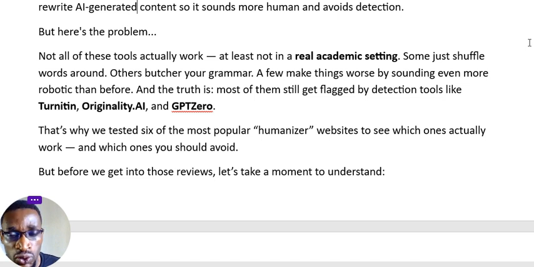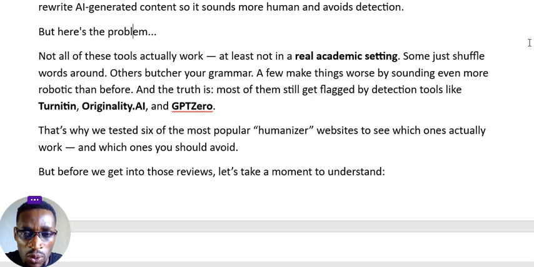You know, it is one thing to humanize. It is one thing to bypass AI detection. It's another thing to still make sense. You understand me? It's another thing for your AI writing to still make sense as an academic article, or as academic research, or as academic writing. Because at the end of the day, most of them actually bypass, but the content becomes very useless. You can't actually use it academically.